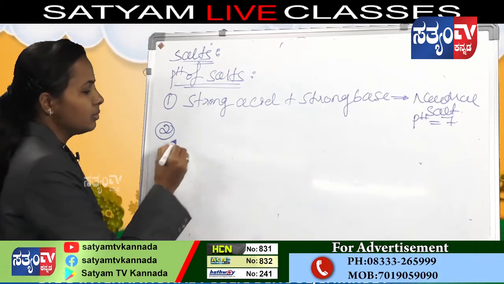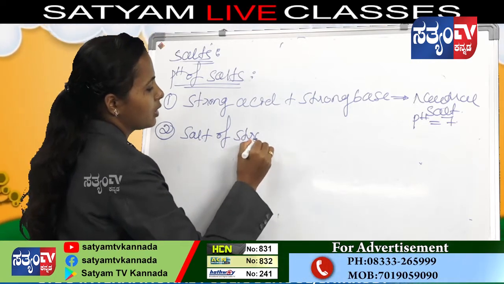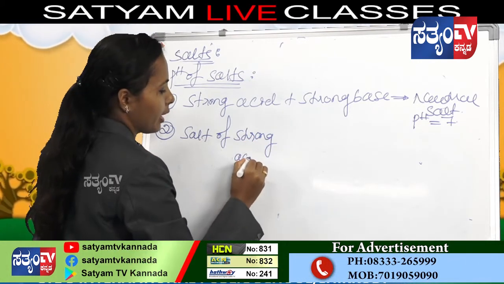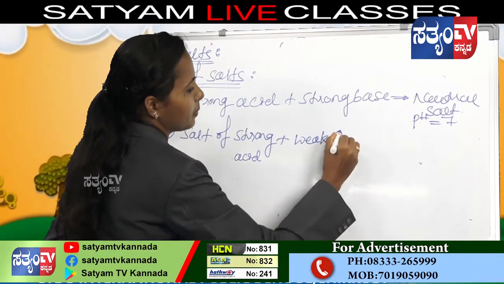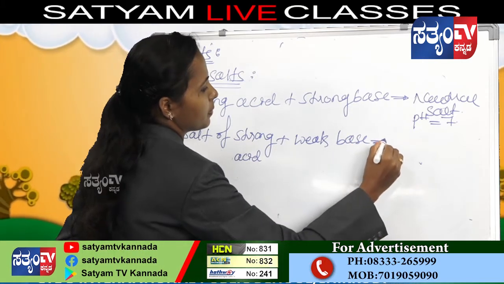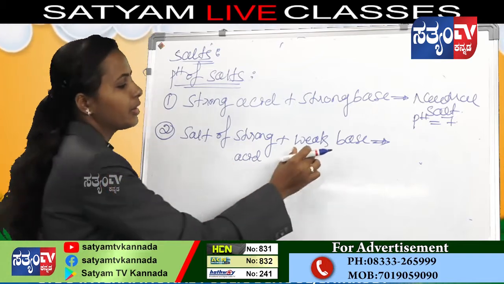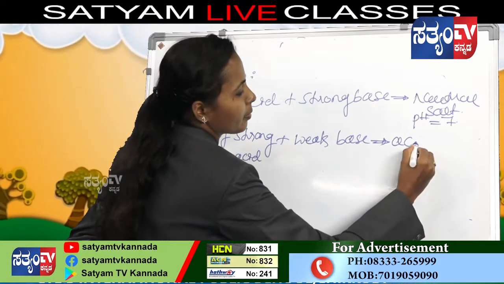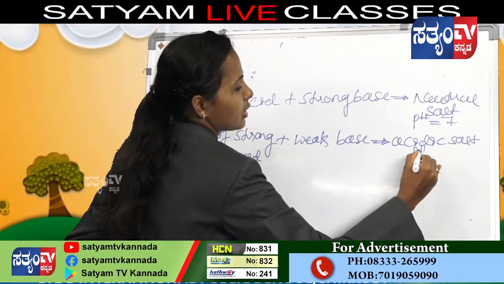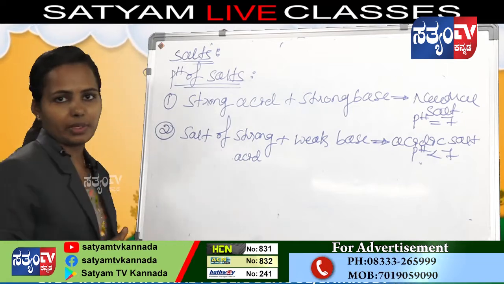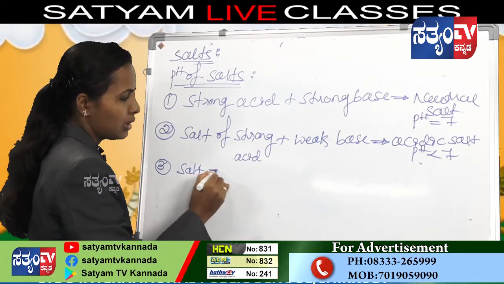And second one, the combination of salt of strong acid plus weak base. Here the combination of salt of strong acid and weak base gives acidic salt, and the pH is less than 7.